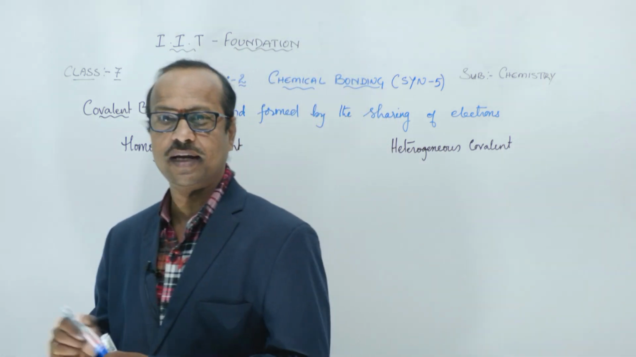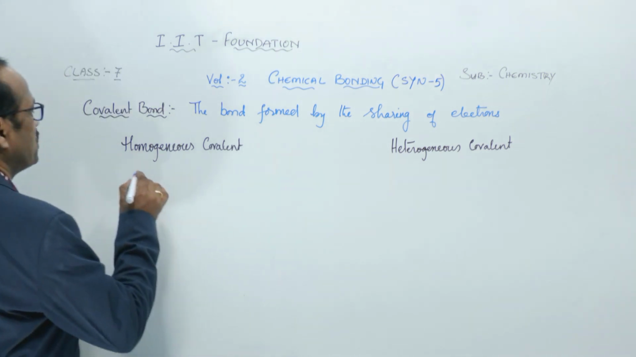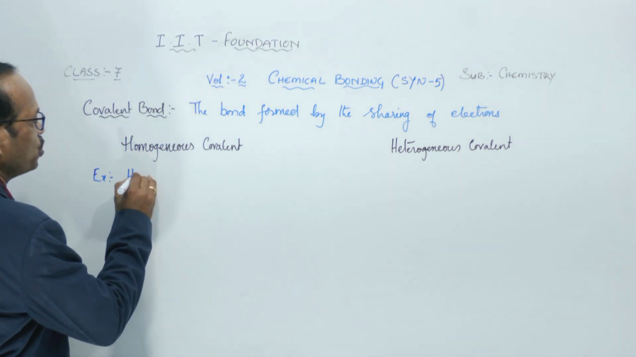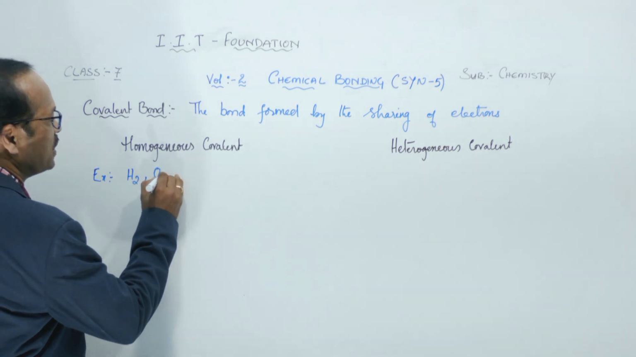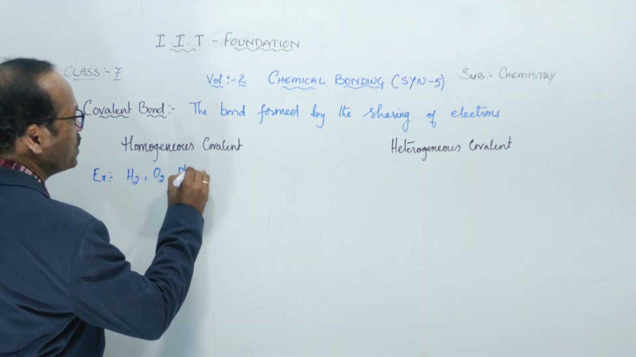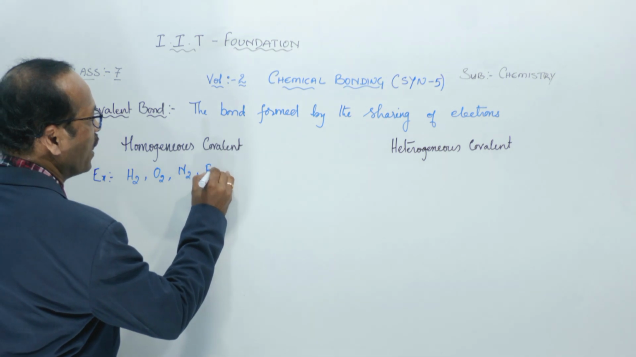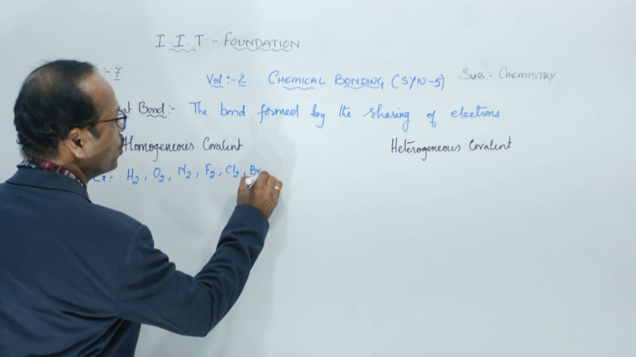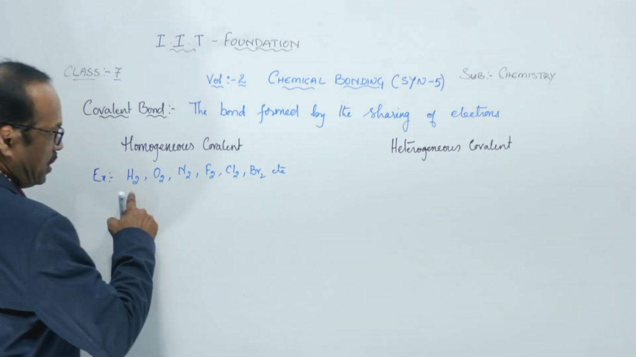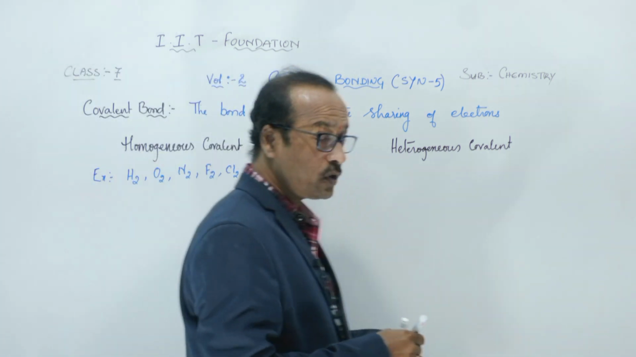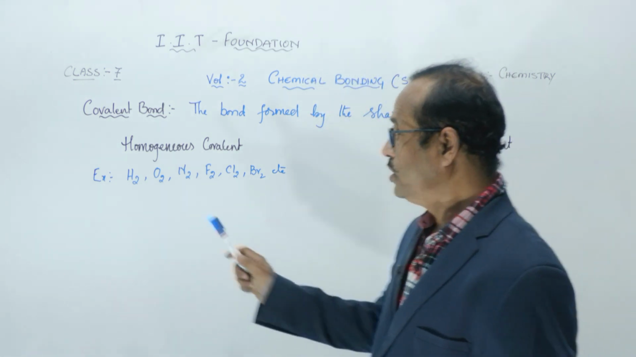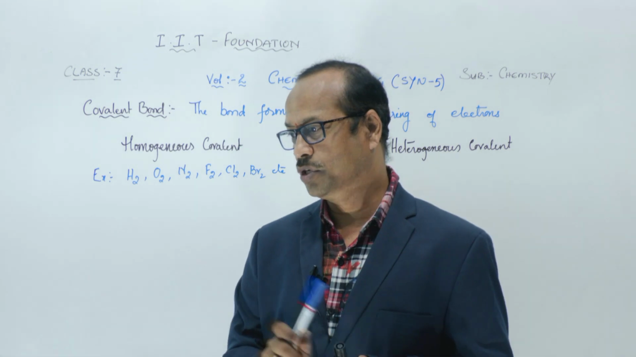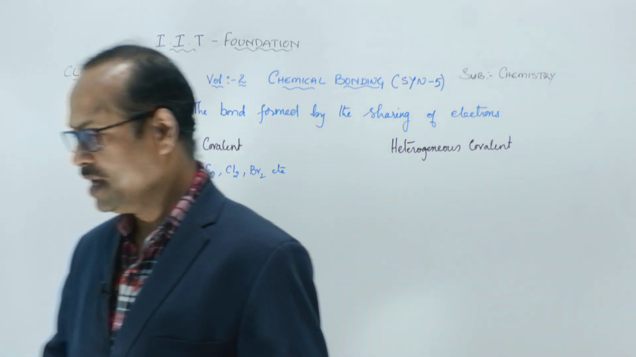You can understand if I write the examples. Example, you see students, I am writing: hydrogen H2, oxygen O2, nitrogen N2, fluorine F2, chlorine Cl2, bromine Br2, like this. Here these all are homogeneous. Now you understood. So here the bond is forming. H2 means a hydrogen and a hydrogen, two similar atoms.